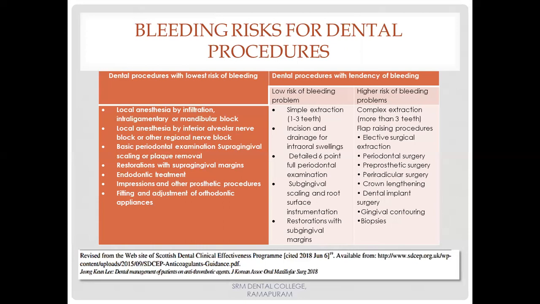that incorporates flap raising procedures and periodontal flap procedures, periradicular or apicectomy procedures, crown lengthening, and biopsies. So low risk being common infiltration techniques or nerve block, basic periodontal examination, supragingival scaling, restoration with supragingival margins, endodontic treatments, impressions and other prosthetic procedures, and adjustment of orthodontic appliances, all fall under low risk of bleeding.